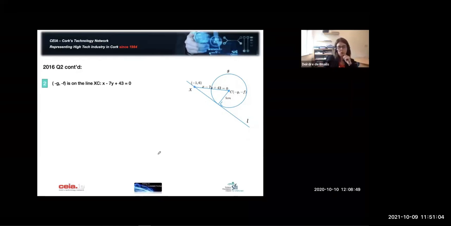Well, the other thing that I know is that that center is also on the line x minus 7y plus 43. So I can put minus g and minus f in place of x and y in that equation. And that will give me my second equation. I have minus g plus 7f is equal to minus 43. So now, two equations, two unknowns. I'm simply solving between the equations and I'm using my simultaneous equations to do that.